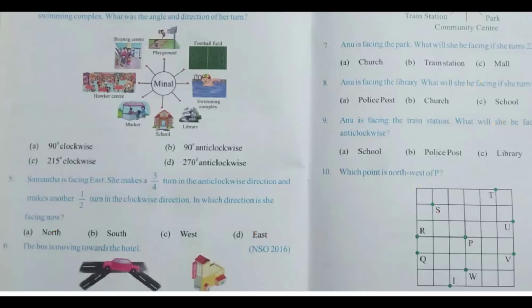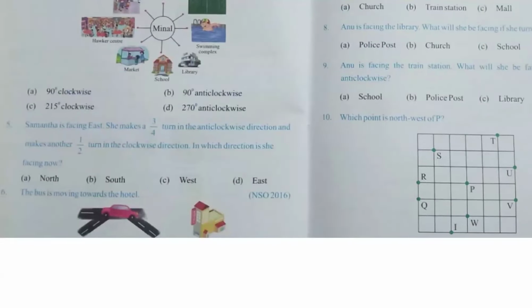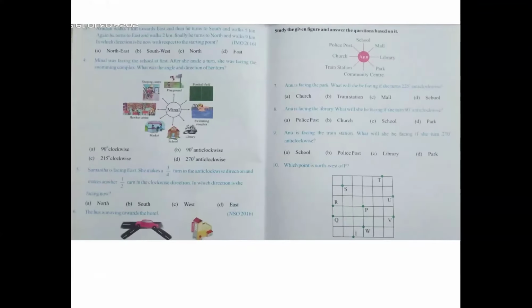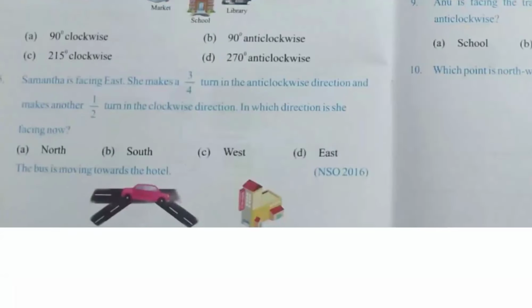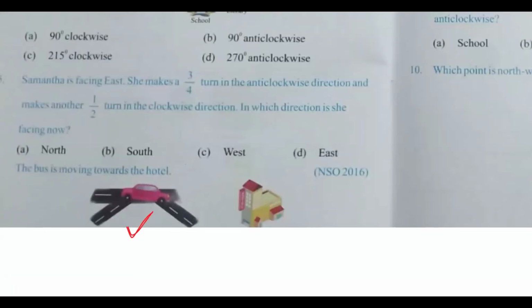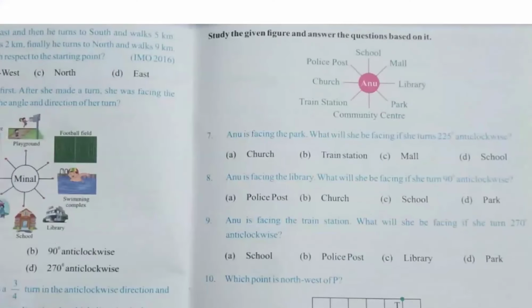Let's see. Question number 6. The bus is moving towards the hotel. I think this question is incomplete. Say this is the bus and this is the hotel, so it is moving towards the east direction. But no arrangement is given, so let us skip this one and move to the next one.